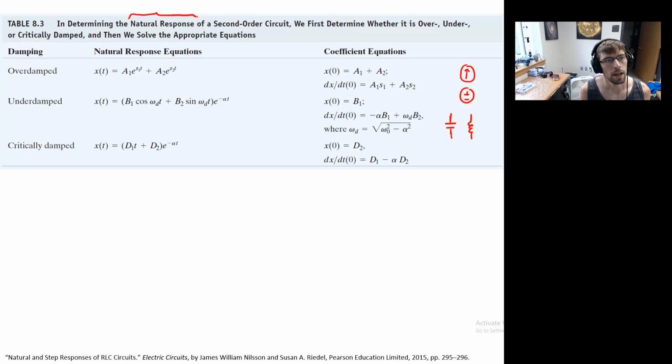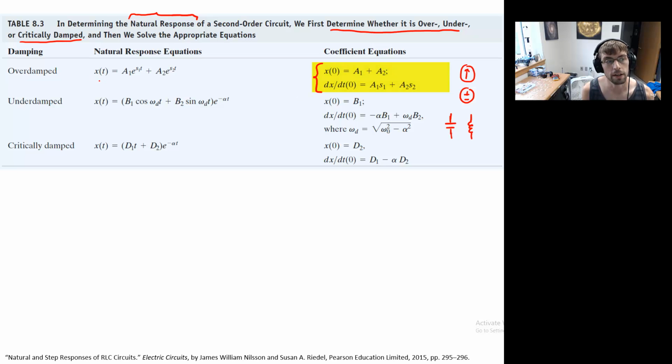Okay. And you see the table highlights that you have to determine whether it's over, under, or critically damped. If you know over, under, or critically damped, then it's a simple matter of going through and figuring out which equation you want to apply. So if you have it overdamped, you know the solution looks like this. And the thing that I find particularly useful is this over here on the right hand side.